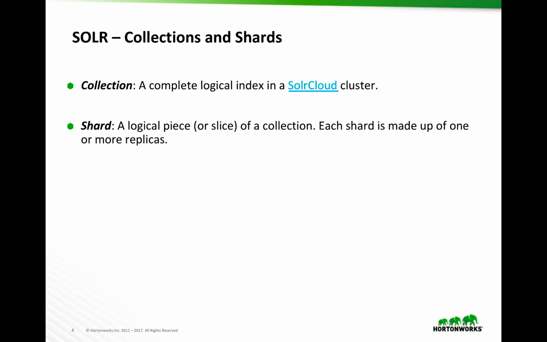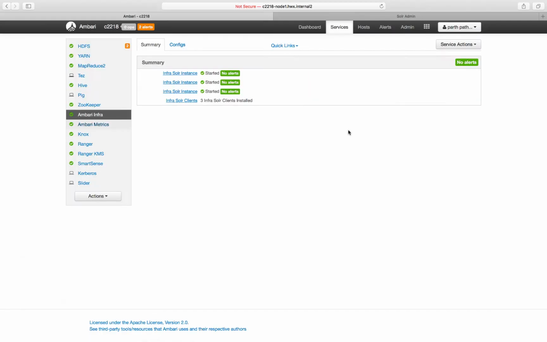Let us have a look at how the information looks like in the Ambari UI. This is Ambari 2.6.2.2 with HDP 2.6.5. As we can see, the Ambari Infra service has already been installed and we have 3 Infra-Solr instances and 3 Infra-Solr clients that are currently present in my HDP cluster.